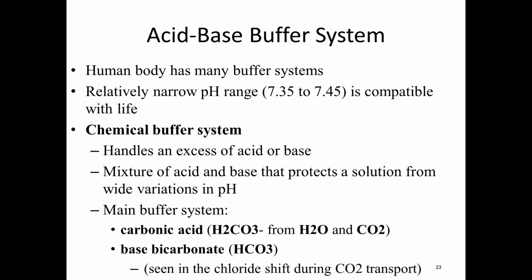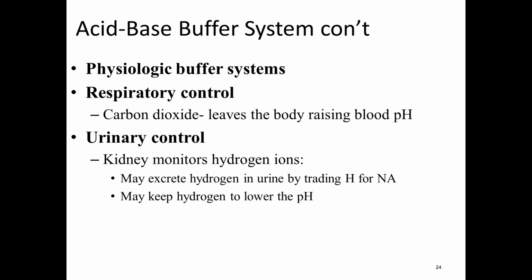So the human body has many buffer systems with a relatively narrow pH range. A buffer having both acid and base, that handles both acid and base, is known as a buffer. It handles an excess of acid or base, a mixture of acid and base that protects a solution from wide variation in pH. That is known as a buffer, right? Acid-base buffers help in the physiologic buffer system.